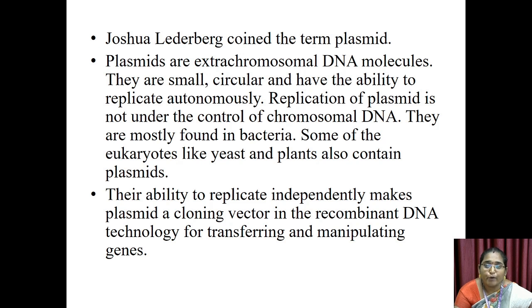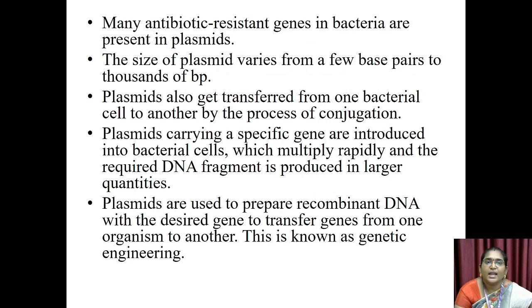They are mostly found in bacteria. Some of the eukaryotes like yeast and plants also contain plasmids. Their ability to replicate independently makes plasmid a cloning vector in recombinant DNA technology for transferring and manipulating genes. Many antibiotic resistant genes in bacteria are present in plasmids. The size of plasmid varies from a few base pairs to thousands of base pairs.